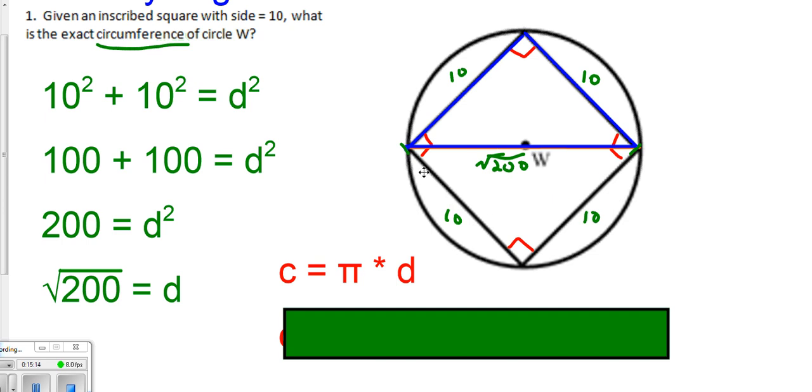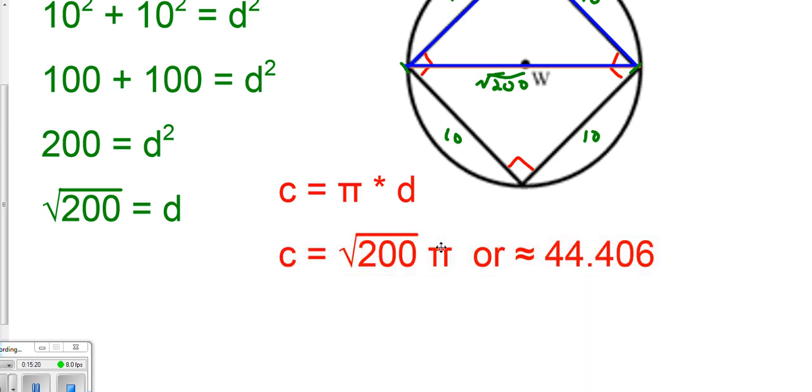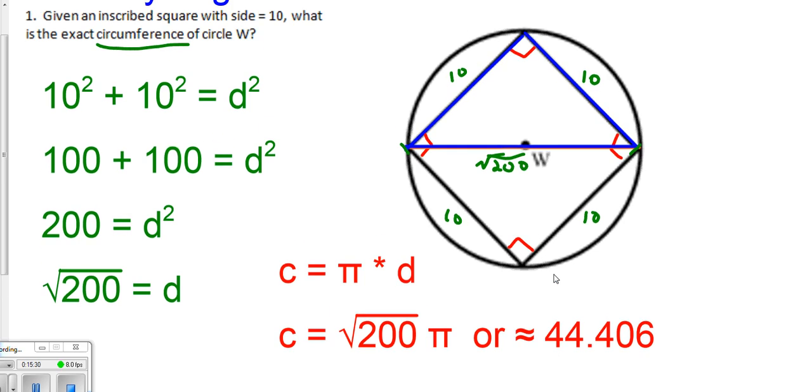Now we want to know the circumference. Remember, the circumference all the way around is pi times the diameter. So replacing in the diameter, we'd say C equals the square root of 200 times pi. Or if you wanted it to be using the decimal, it's not necessarily exact, but using the decimal value would be about 44.406, going all the way around this circle.